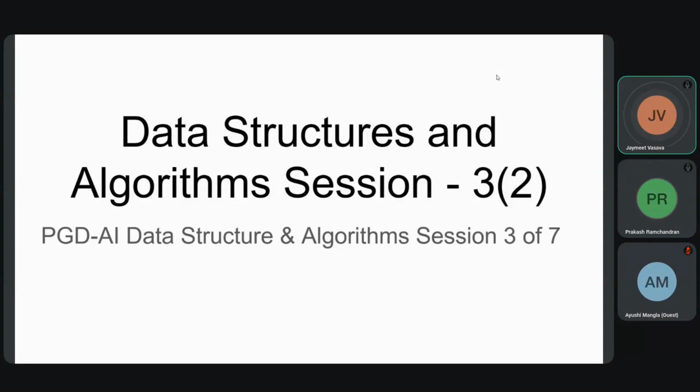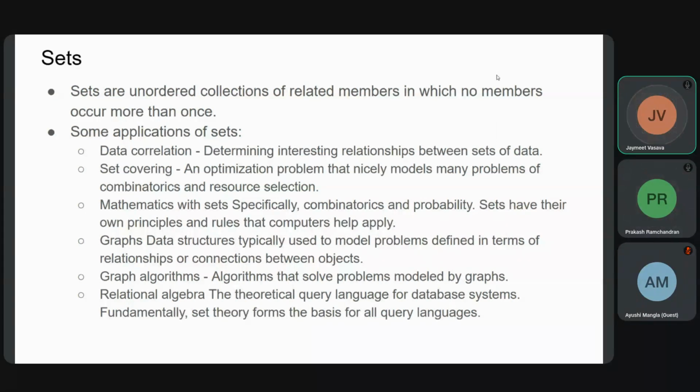So, we'll start with the DSA's session 3.2, which, as Prakash mentioned, we are recording again, on sets. So let's get started. What are sets? Sets are unordered collections of related members in which no members occur more than once, which means they only contain unique elements and they do not care about the order in which they are appearing. But each and every element has to only occur once.